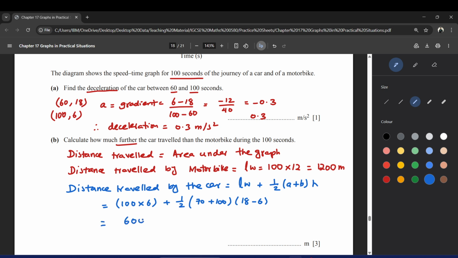So this becomes 600, plus half into 170 into 12. So 12 and 2, that would give us 6. So 170 times 6, that gives us 1020.